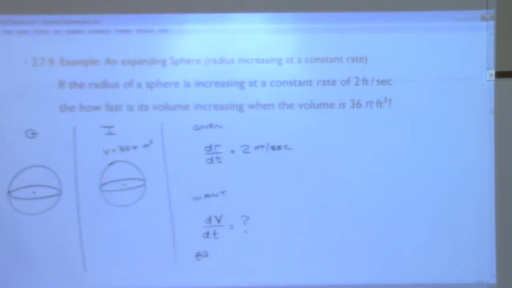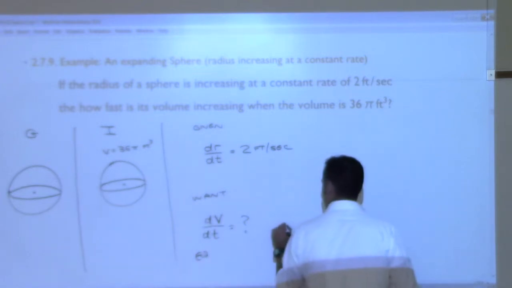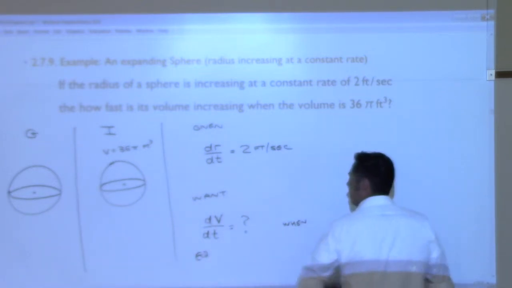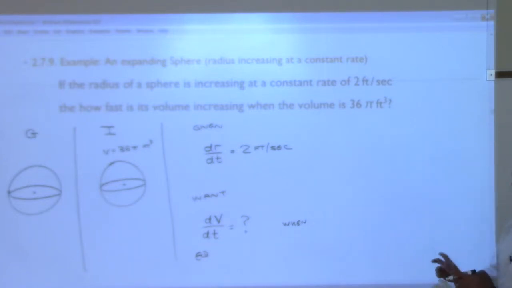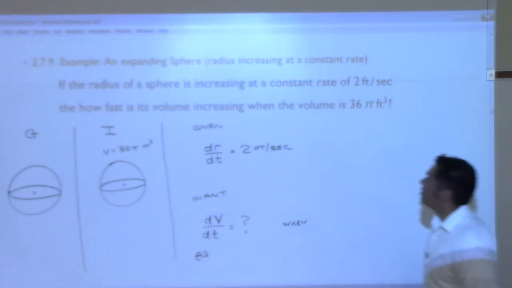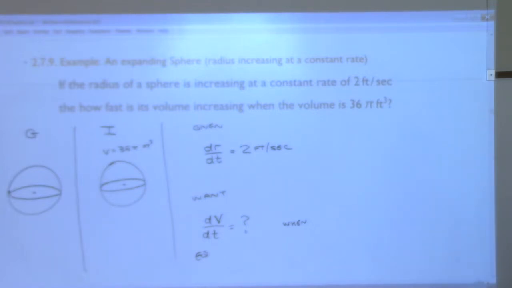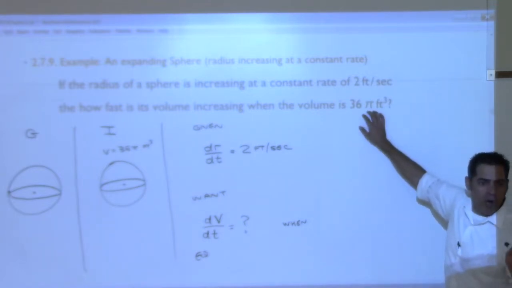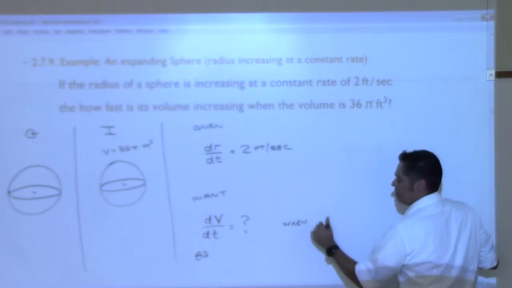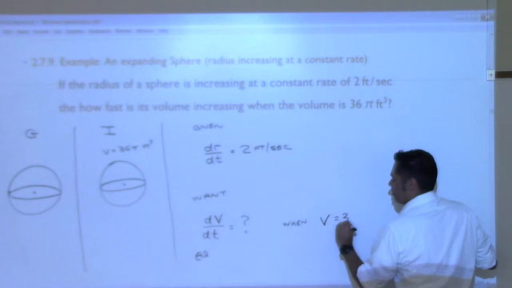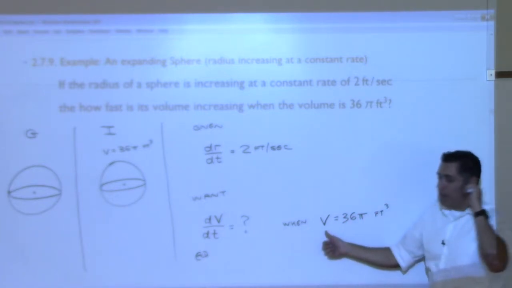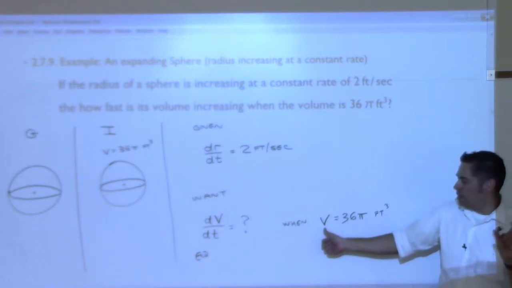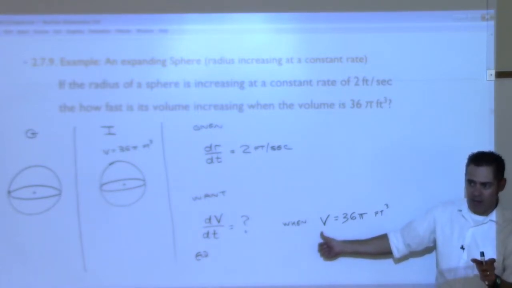Now, we also need to know when we want this. When are we going to snap the picture? When are we going to hit the pause button? Hold on. Brian, when are we hitting the pause button? At 36. When what is, though? The volume. Okay, so see when I write when volume is 36 pi cubic feet. You just got to be sure you know what it is that you know. Don't put like radius because it's not the radius, right?